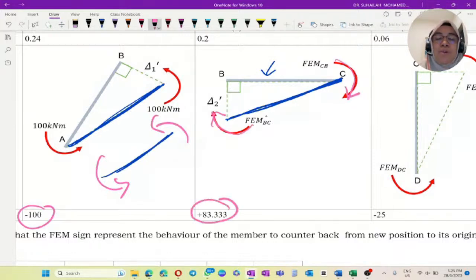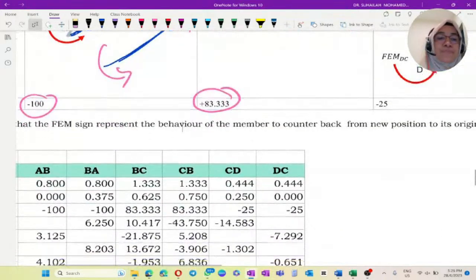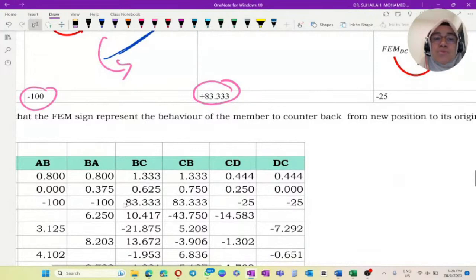So this positive 83.333 we put into the distribution table, one for BC and one for CB. Okay, next is member CD.